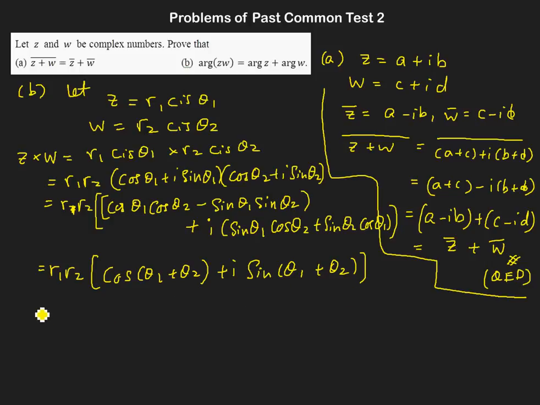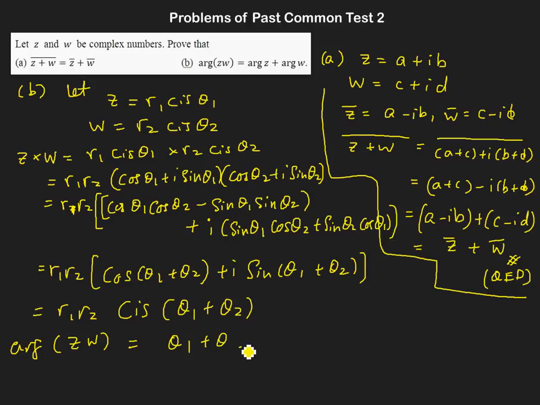So this means this is equal to what? Cis of theta 1 plus theta 2. And so if we try to get the argument of Z times W, it is theta 1 plus theta 2. But what is theta 1? Theta 1 is in fact the argument of z, and theta 2 is the argument of w. Short QED. Isn't it cool?